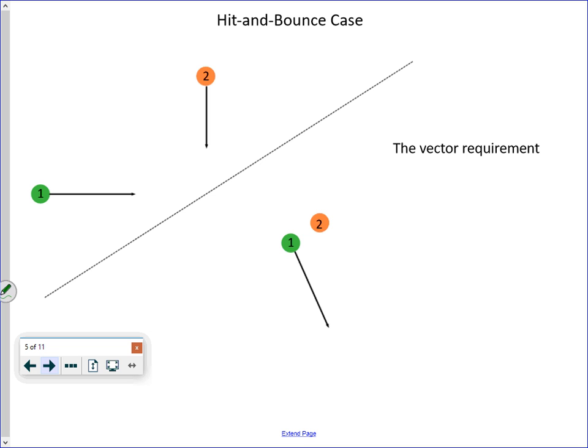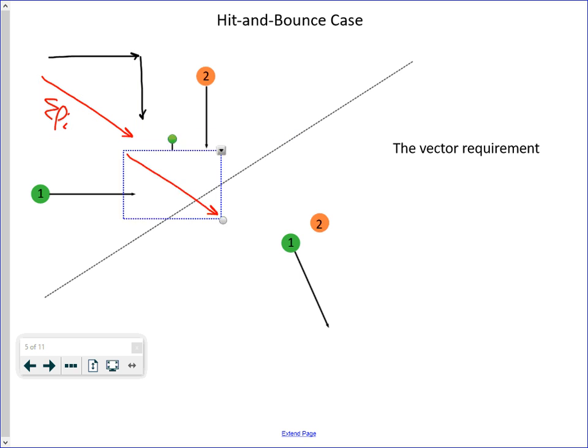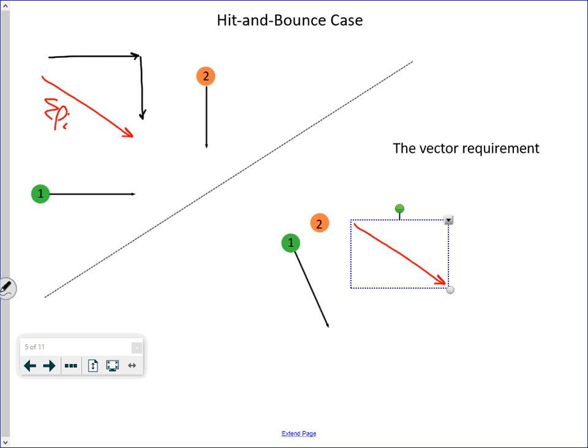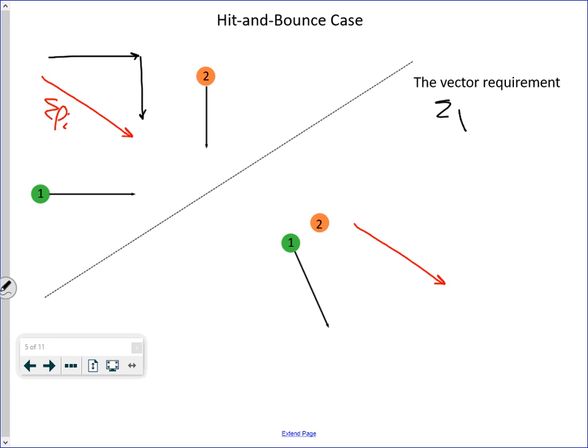It gets maybe more complicated here. Maybe not. The vector requirement says that the initial momentums added up give you some net initial momentum. Pretty good, right? So here's the net initial momentum. Well, guess what that is? It's the same thing. The vector requirement is that the net initial momentum and the net final momentum are the same thing. So this is actually the net final momentum.